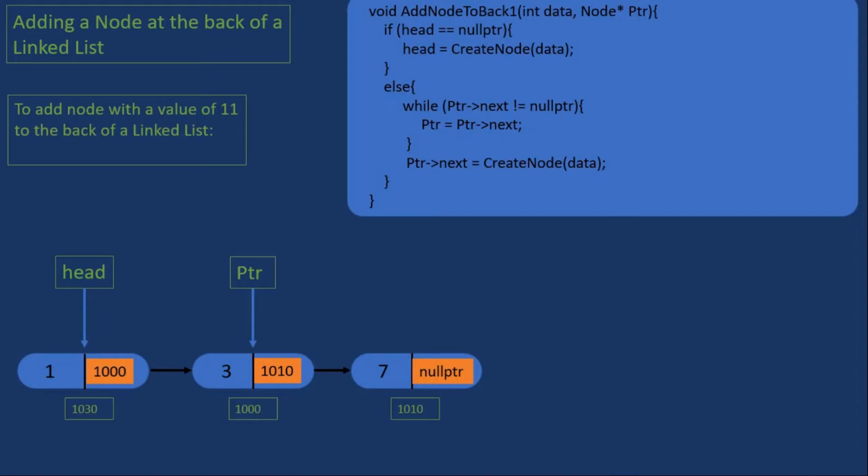If the second node's next pointer is not equal to null, we advance the pointer ptr to point to the node with a value of 7. And this node's next pointer is null, so we exit the while loop, and the pointer ptr is still pointing at the node 7. So we set its next pointer to the newly created node, and it's that simple. And before I show you the complete code, let's look at the last function.